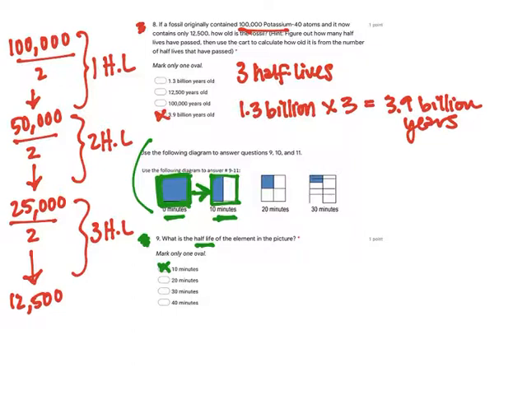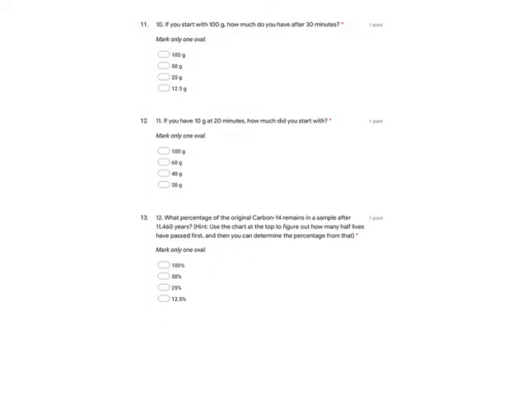Let's move on to the next problem, which is number 10. If you start with 100 grams, how much do you have after 30 minutes? So we know that one half-life is 10 minutes. We just figured that out in the previous problem. So this is asking us how much is left after 30 minutes. So we know that it has to undergo 3 half-lives. So 30 minutes means 3 half-lives.